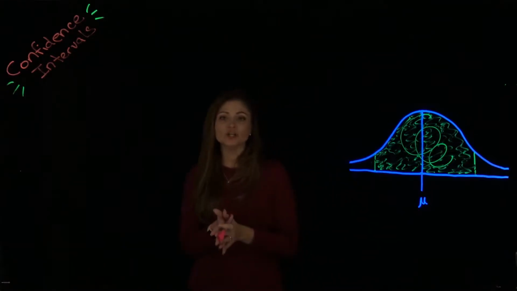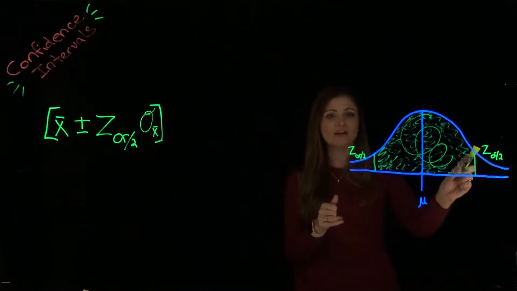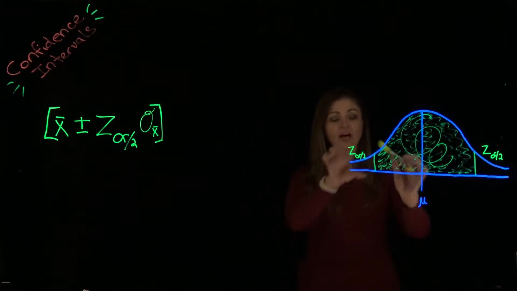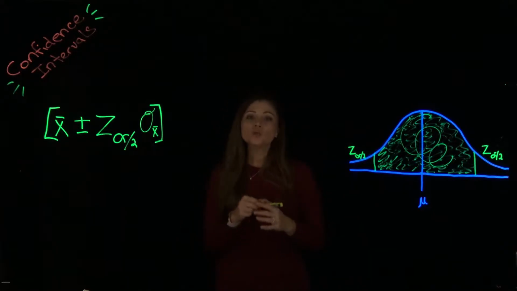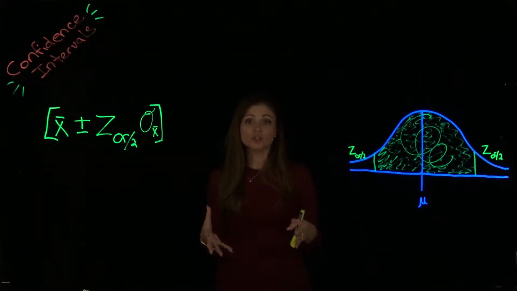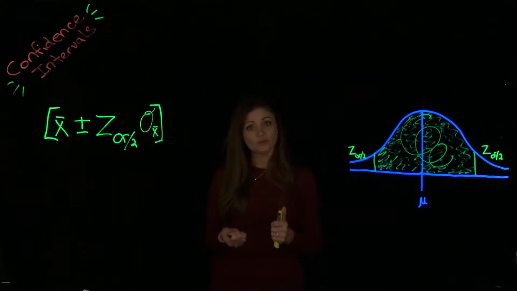Okay, now let's take a look at how we can calculate this. We see we have half the alpha on this side, half the alpha on this side, and 1 minus alpha, so that accounts for the whole 100% of our normal population. So if our population standard deviation is known, we're going to use this formula here. If it's unknown, we're going to have to use a different formula.